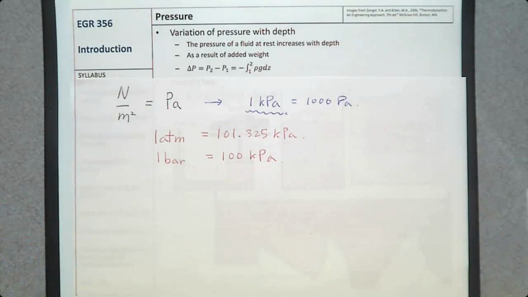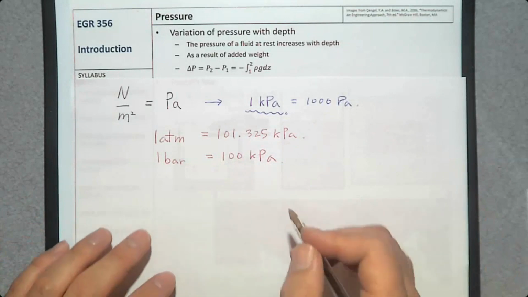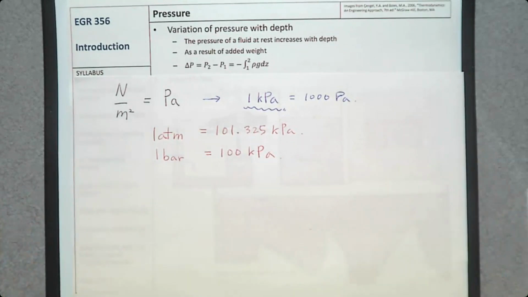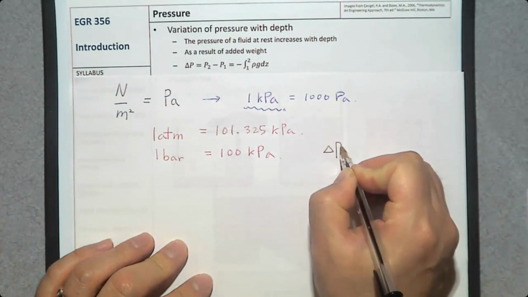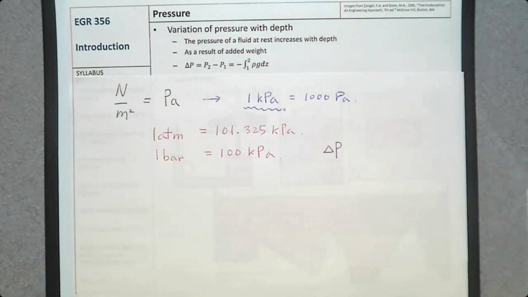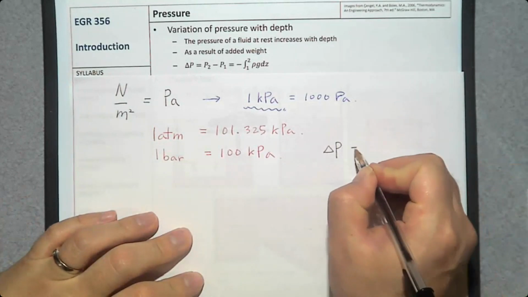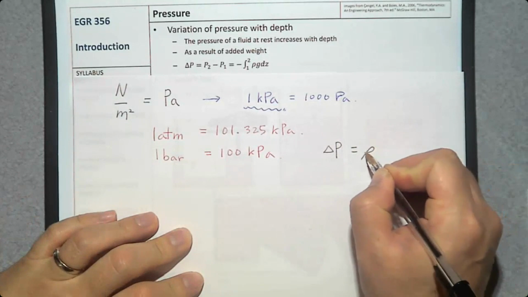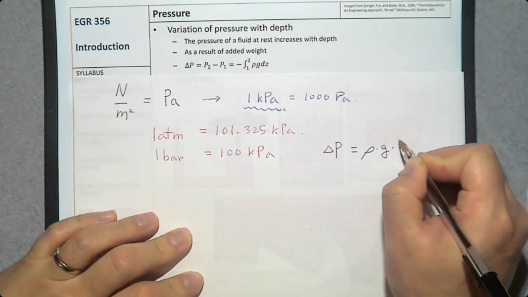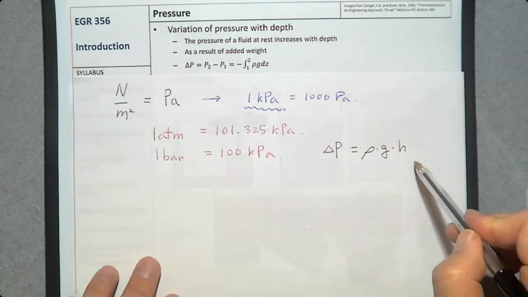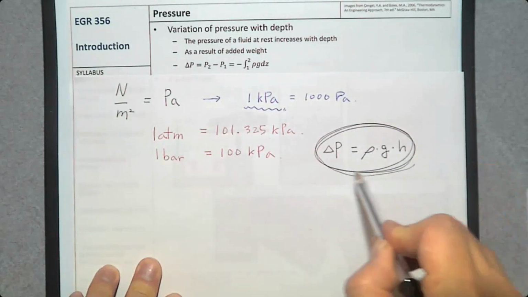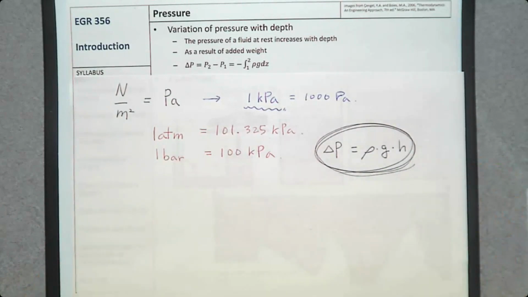Okay. Then how does pressure change? Pressure only changes in the gravity direction, and the change in pressure can be determined by delta P. This delta means difference in pressure, and it can be determined by density rho times gravity g times h, height. So this is the only equation we are going to use in this chapter. Okay.